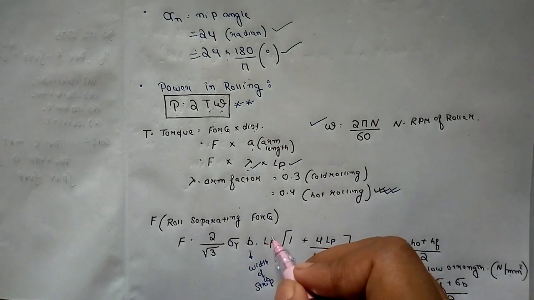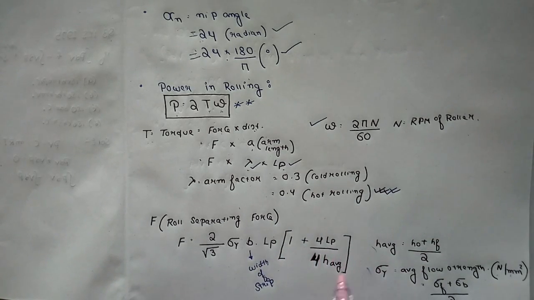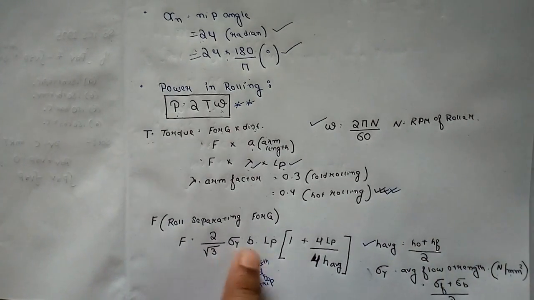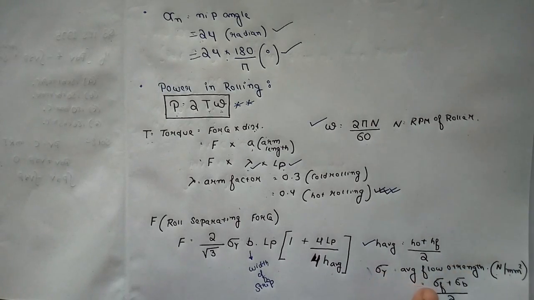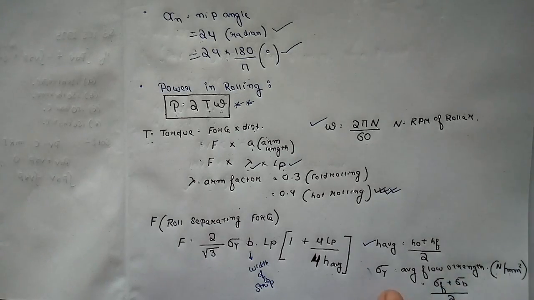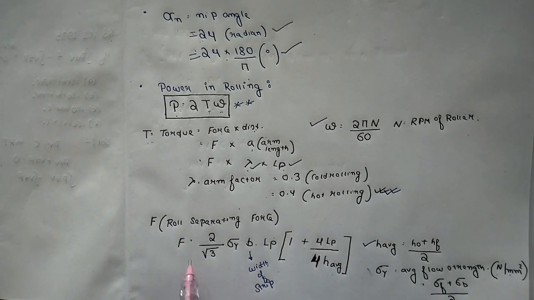And Lp, we have already seen what it is, the length of the arc, and in the bracket, 1 plus mu Lp divided by 4 into h average, where h average is nothing but the average of the initial height and the final height, that is, initial height plus final height divided by 2. If sigma y, the average flow strength, is not directly given, then the flow stress and the back flow stress will be given. You simply have to find the average of the flow stress and the back flow stress. Generally, the average flow strength is directly given in the question, so you can simply put in all the values and find the roll separating force.